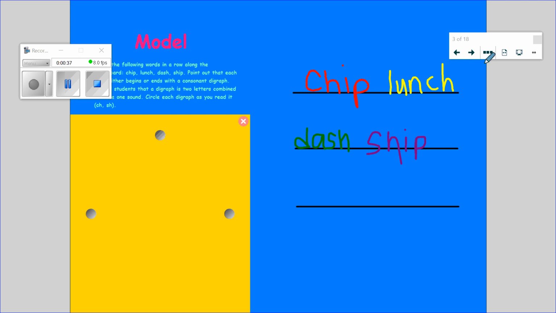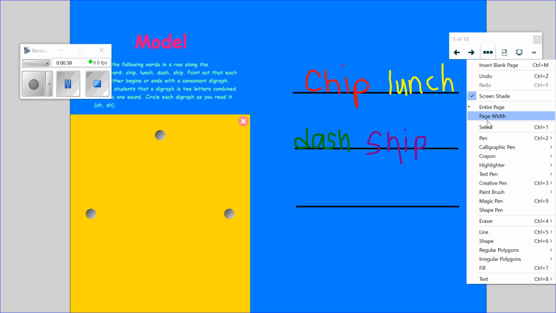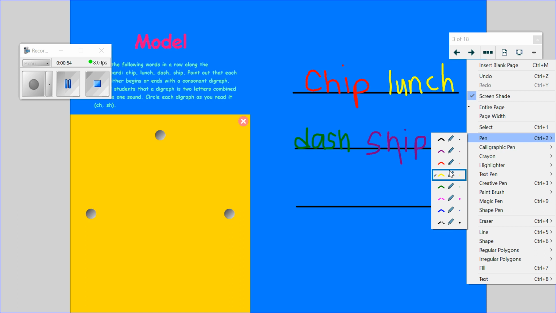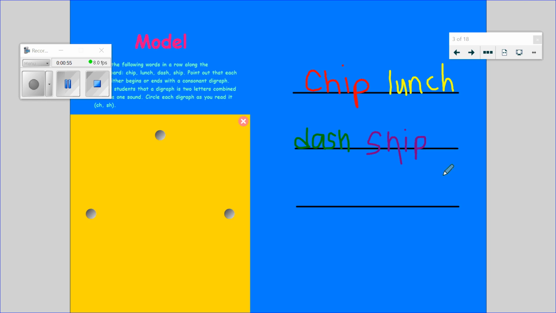I want to look at a couple words today. These words have digraph blends. The consonant digraph blends are 2 letters combined to make one sound. So sometimes we can see them at the beginning of words, and sometimes we can see them at the end of words. So let's look at these 4 words that I have written on the board, and let's see if we can find the digraph blend at the beginning or at the end of each word.